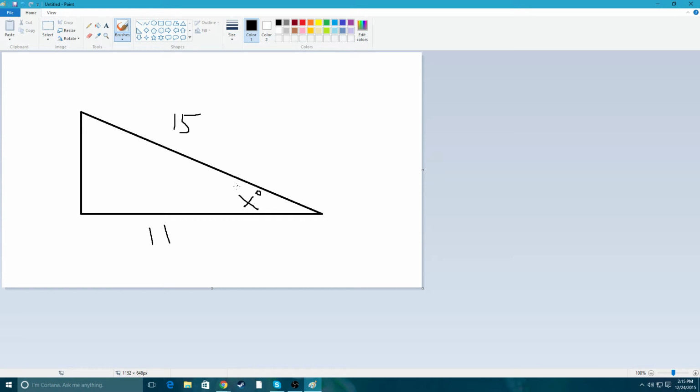So we got to think, which trig function is this? What sides are we given? So from this angle, we're given the adjacent side, and we're given the hypotenuse. So that means we got to think, which trig function uses adjacent and hypotenuse? So adjacent and hypotenuse is right here, so we want to use cosine. Cosine of x degrees is equal to 11 over 15.